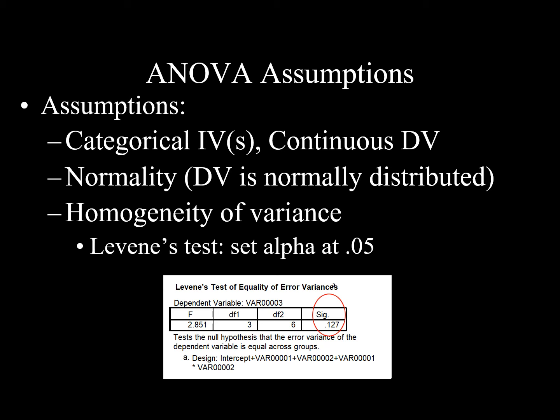And for Levene's test, we actually want it to be not significant, because what Levene's is testing is whether there is a significant difference in your variance across your various IV conditions. And if there is a significant difference, it becomes a problem. As long as it's not significant, that significance in Levene's test is really all we're checking. As long as it's above 0.05, we're good to go.